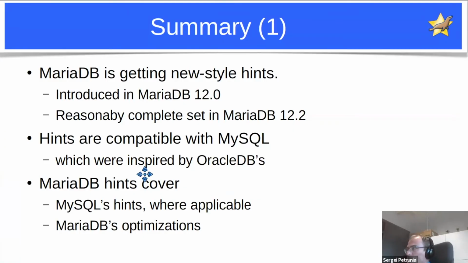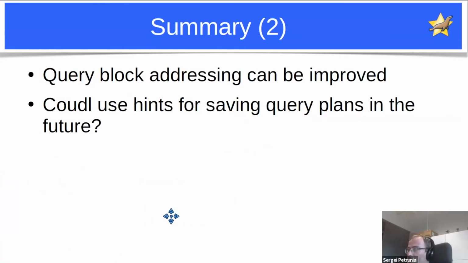Hints are compatible with MySQL hints, even bug for bug compatible in some cases, but not in all cases. Also, MariaDB hints also cover MariaDB's optimizations. Query block addressing, I think, should be improved. At the moment, Dave Gosling is working on getting implicit numbering done and looking at path syntax. And there's an open question whether we could or should use hints for saving query plans in the future.